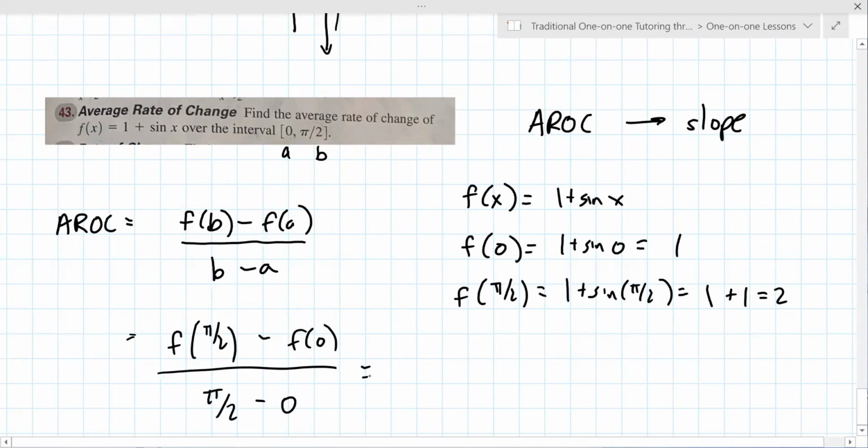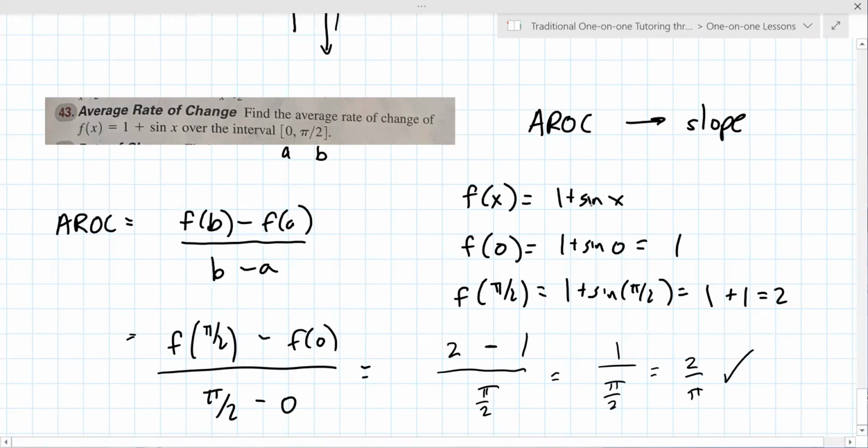We have these values. So there's nothing to do here other than to just put them in. So you got f of pi over 2 is 2, minus 1, over pi over 2. 1 over pi over 2. Whenever you have 1 at the top, you just flip the fraction at the bottom. It becomes 2 over pi. Okay. You should be expected to do that.